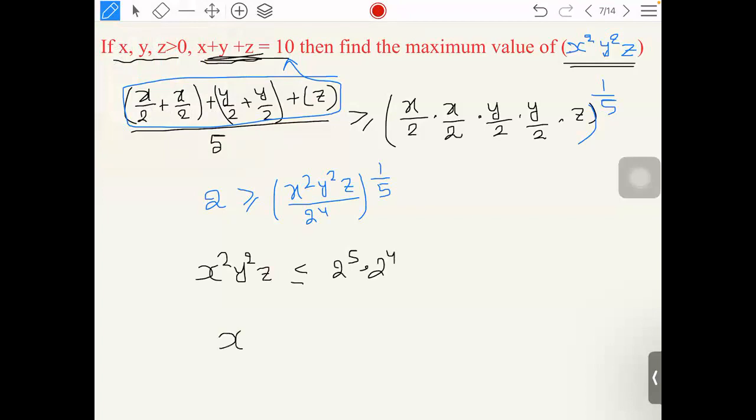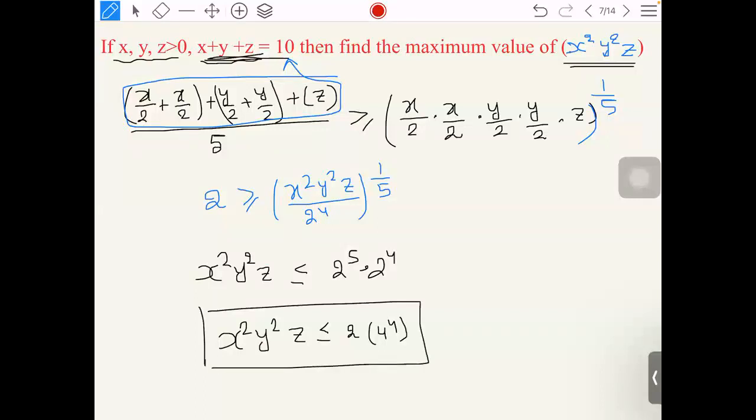Or x square, y square, z is less than or equal to twice of 4 raised to 4. So this is the maximum possible value of x square, y square, z. Please have a look at this solution before we move ahead.